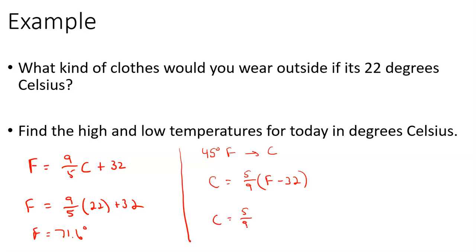So 5/9 times 45 minus 32. If I subtract those two, I get 13, and then multiply 13 by 5/9, and I get 7.22. So roughly 7 degrees centigrade. So if it was 45 degrees as an overnight low, it would be 7 degrees in terms of Celsius. And then if today's high was 71 or 72, then that would be the equivalent of 22 degrees Celsius.